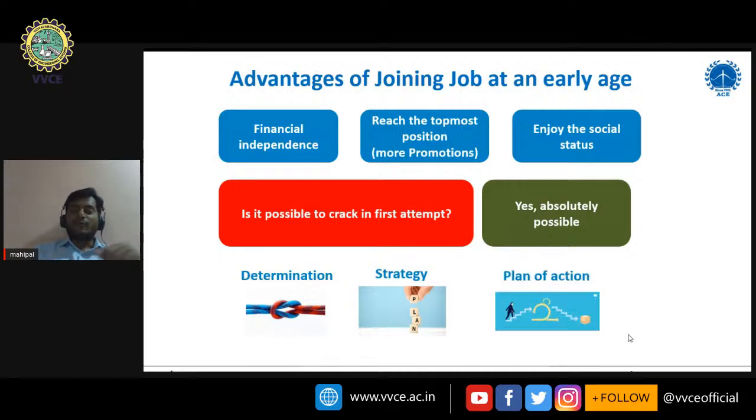Third, a very important one, is implementing what you have planned. That is why I call it plan of action. Here I have observed many students. They are very good at committing themselves, very good at planning a particular strategy. But when it comes to implementing the plan, they fail miserably. I've seen many students in my own experience.